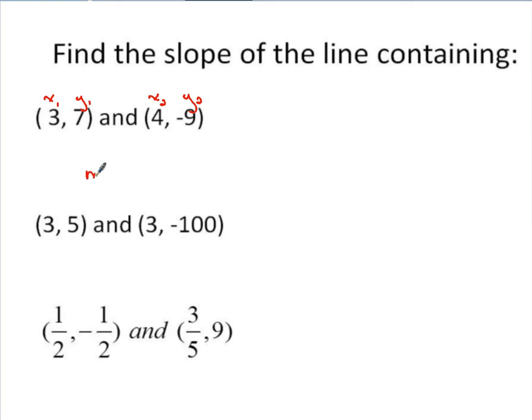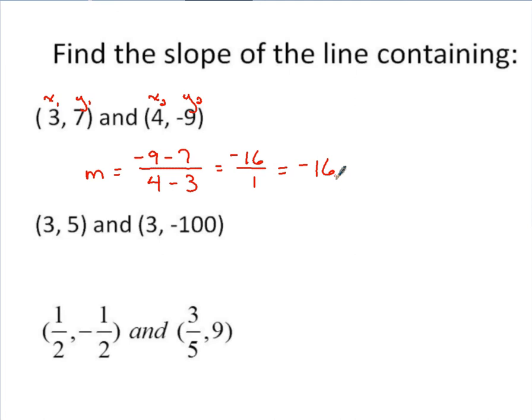So if I do that here, I could say m equals, I said y2 minus y1, that'd be negative 9 minus 7. And I said that was over x2 minus x1, so x2 would be 4, x1 would be 3. Being very specific to that formula and plugging in accordingly, I get negative 9 minus 7, which is negative 16, over 4 minus 3, which is 1, meaning my slope for this line that passes through those 2 points would be negative 16.